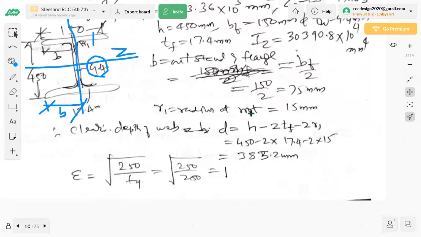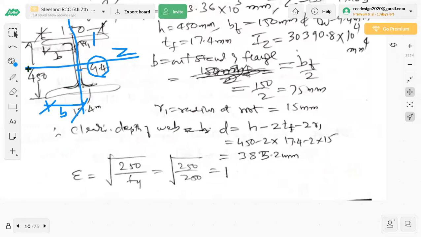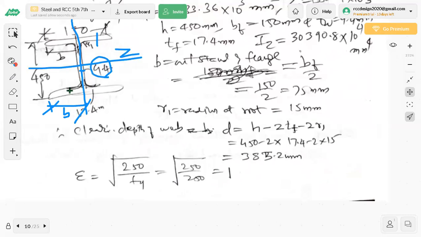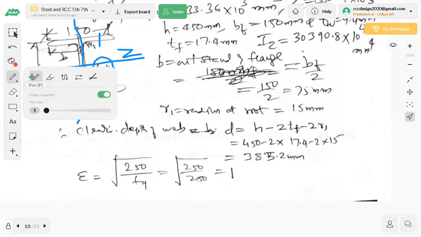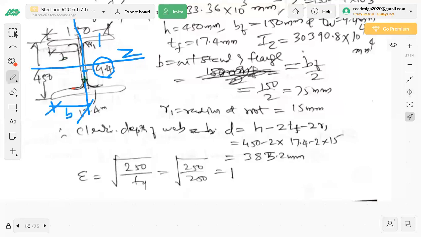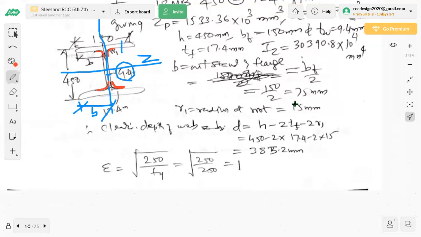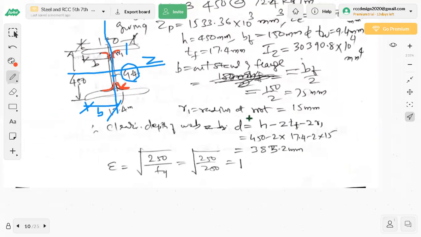R1, radius at the root. Carefully observe this one. There is a circular portion here, at all four places, at top also, here also. We should know the radius of that, which is called R1. R1 is already noted from the steel table. So the radius at the root is 15 mm. The radius of this curve is 15 mm.